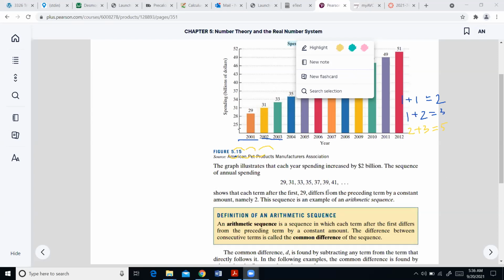So every year, the spending increased by $2 billion. How about that? So the pets are getting more and more expensive, I guess, right? So notice every year you add another 2 billion. So that's probably a good business, right? To have some pet-related industry.